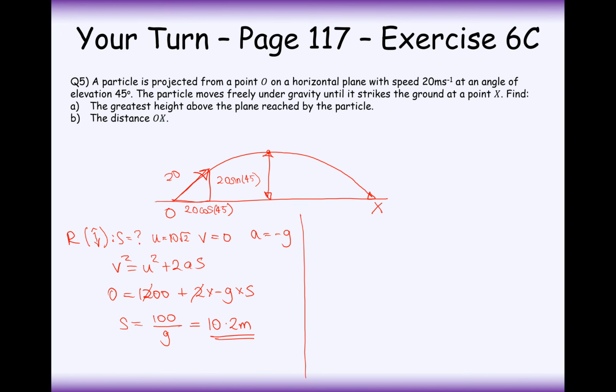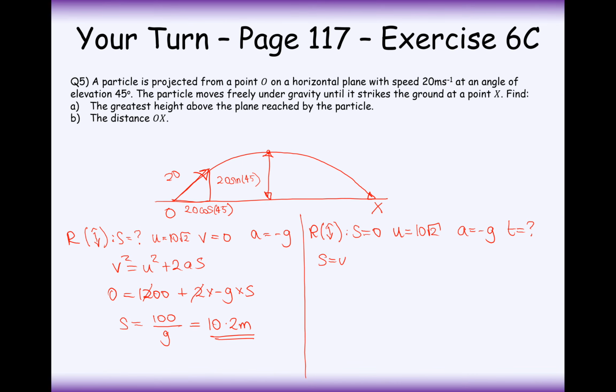Okay, the next thing we need to do is work out the distance from O to X. Now we need to do this in 2 stages. We need to work out the time it's going to take to travel from O to X, and then we can do distance equals speed times time for the horizontal component. So we are still working in the vertical component here, but where we have a displacement in the vertical direction of 0. The initial speed in that vertical component was 10 root 2. v we're not interested in. a was minus g, and t is what we are interested in.